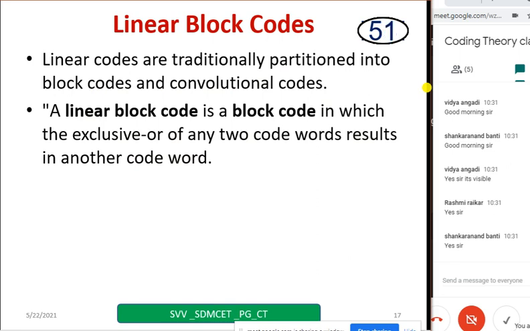I take 15 seconds, try to copy down the meaning of a linear block code. A linear block code is a block code in which the exclusive OR of any two code words results in another code word. Let me go to the next.